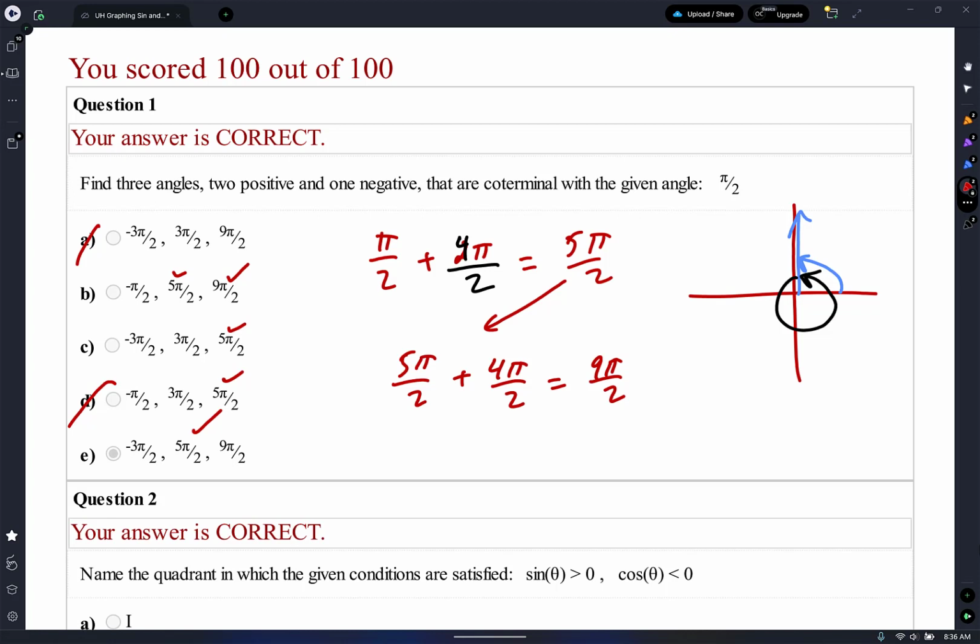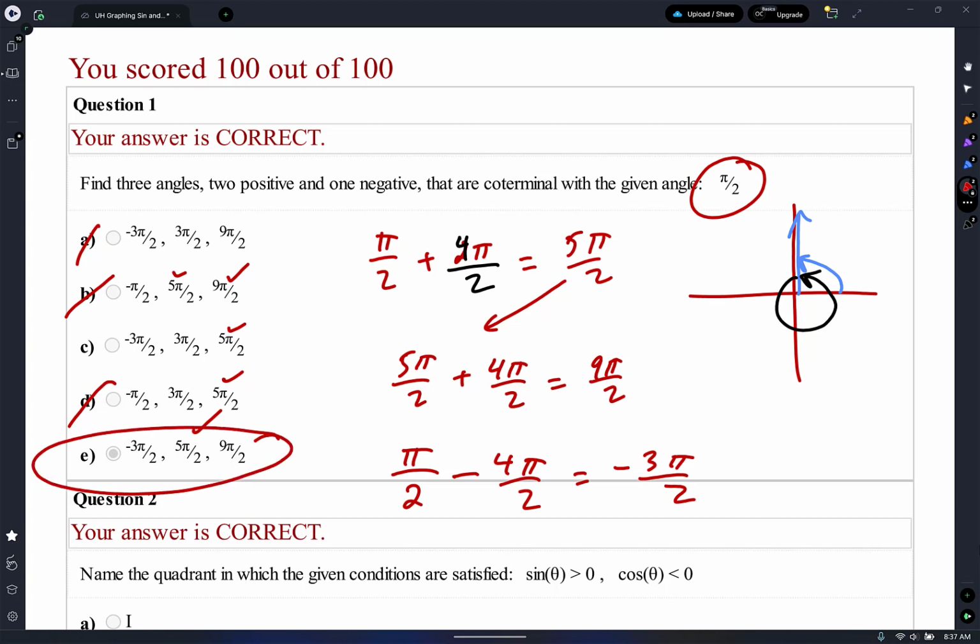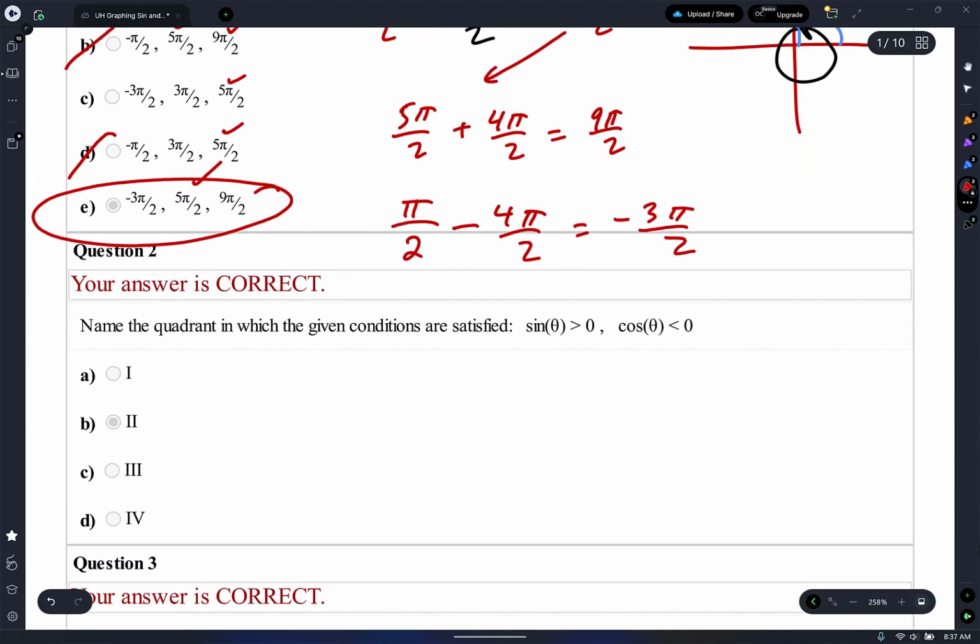So now start with the original, and I want one that's negative. So instead of adding 2 pi, I'm going to subtract 2 pi. So here I am, that's 4 pi over 2, that's the same thing as 2 pi. And then 1 minus 4, that's negative 3. So negative 3 pi over 2, keep the denominator. And letter B doesn't have it, so it has to be letter E. If you get degrees, you're not going to add 2 pi, you're going to add what? 360. If you get degrees, you're going to add 360. Are we clear on that one, guys? Okay, let's go to the next one.